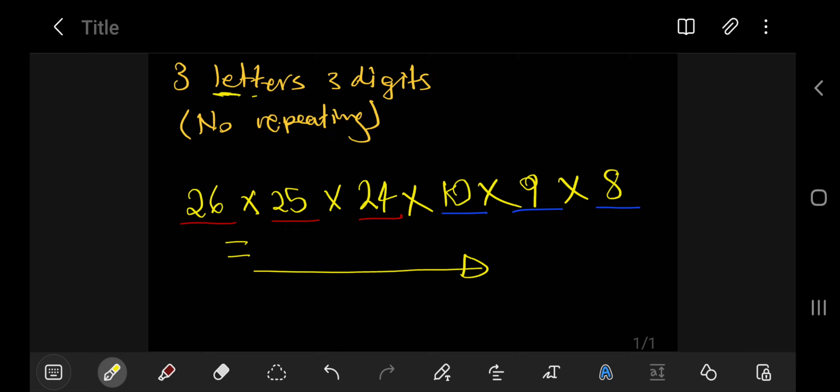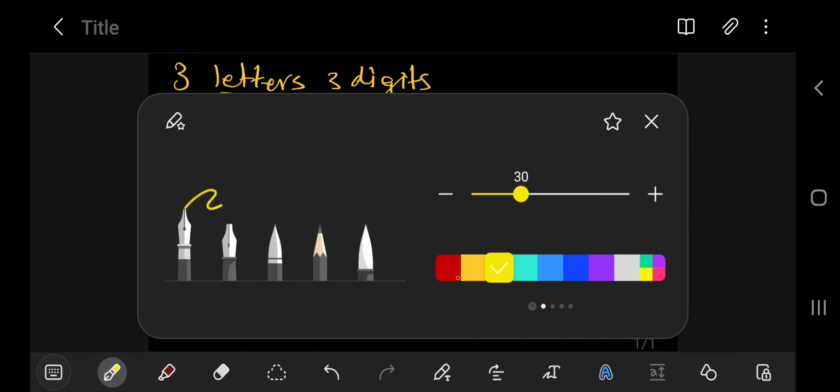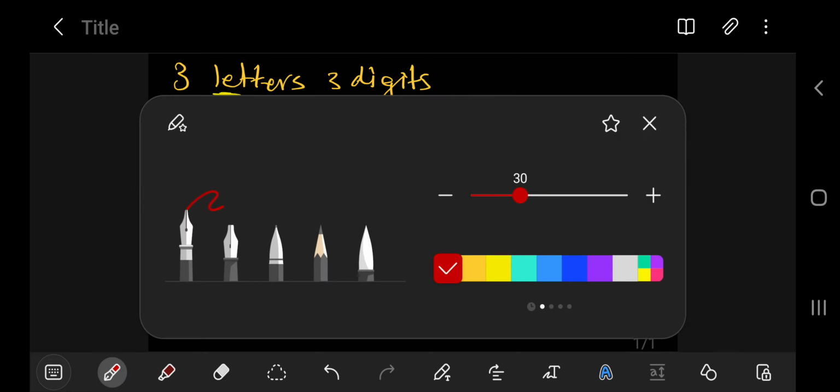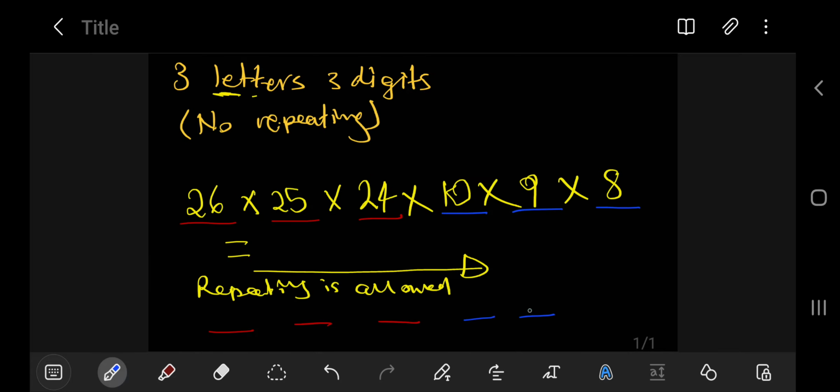But then what if we were allowed to repeat? What if we were allowed to repeat letters and we could also repeat these digits, right? So now if repeating is allowed, then we'd have 1, 2, 3 for letters, and 1, 2, 3 for the digits.